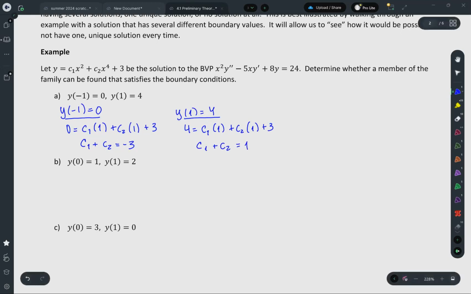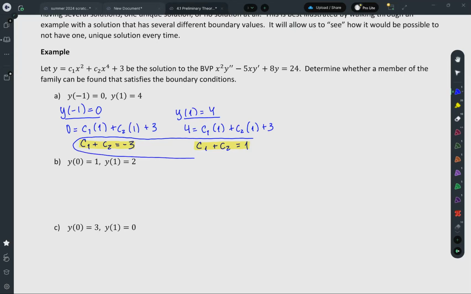Now, these two representations are the exact same on the left-hand side of the equal sign. These two things are saying that -3 is equal to 1, which is very false. And the reason that they're both saying that is because on the left-hand side, they both say c1 plus c2, and that's called a contradiction. Okay, we have a contradiction. There's no way that c1 plus c2 could add up to be two different numbers.